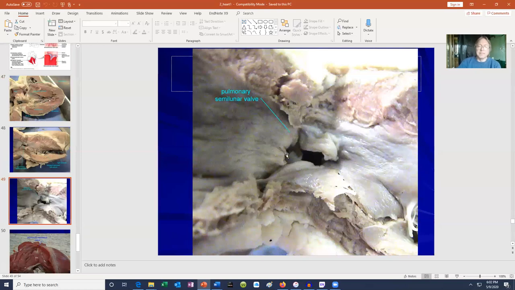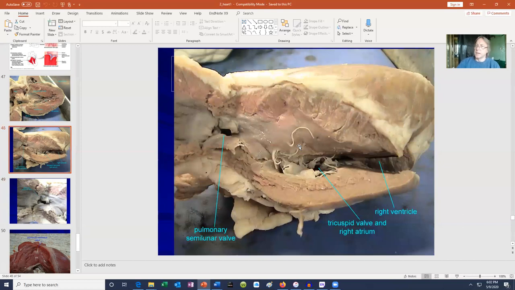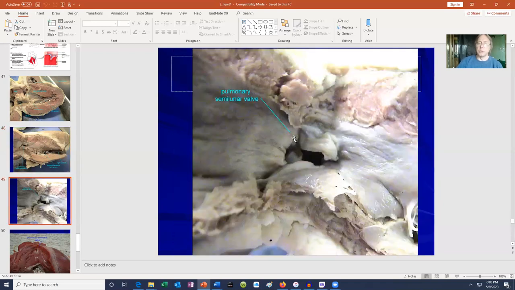The pulmonary semilunar valve is a little harder to find. You kind of have to cut along the wall of the right ventricle right to where the base of the heart is. But notice that the chordae tendinae are over here. The atrium is over here. This has no atrium above it, and it certainly doesn't have chordae tendinae. So it is a semilunar valve. And because it's coming out of the right ventricle, it is the pulmonary semilunar valve. Okay.